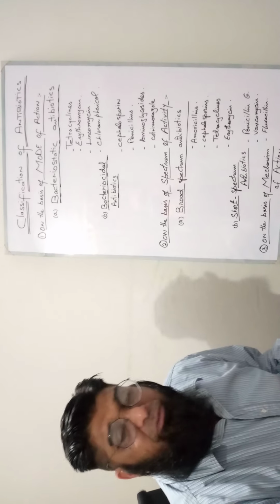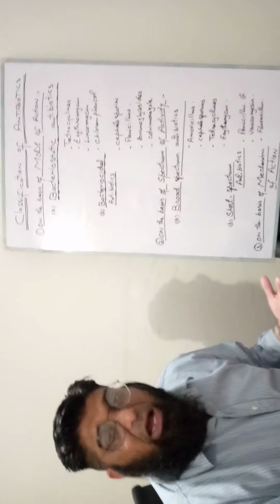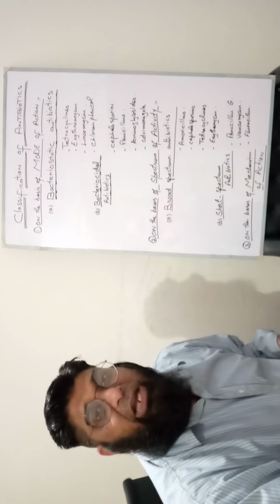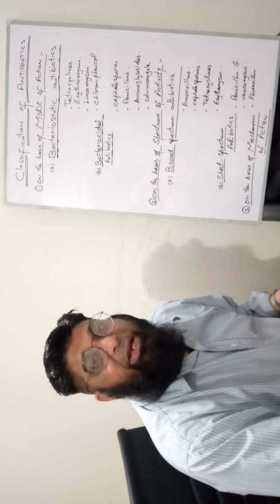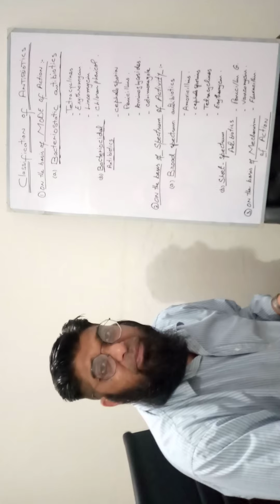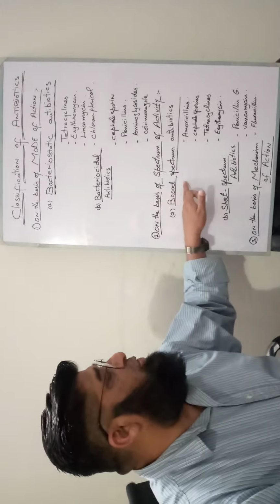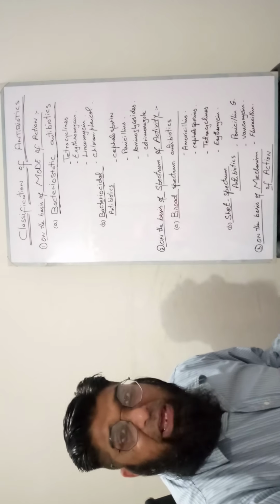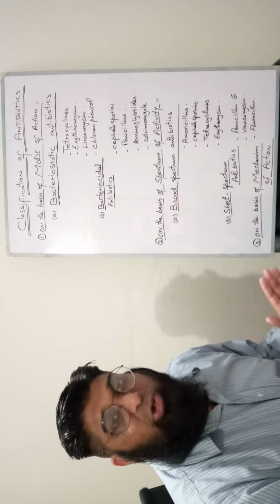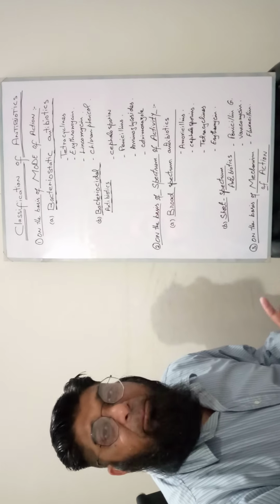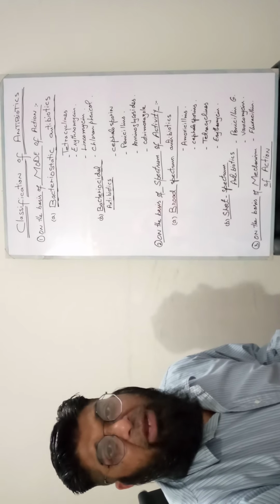For example, we can say that a combination of amoxicillin and clavulanic acid, present with the brand name of Calamox or Augmentin. These are broad spectrum antibiotics. Why? Because they act against the majority of gram-positive bacteria and some gram-negative bacteria.